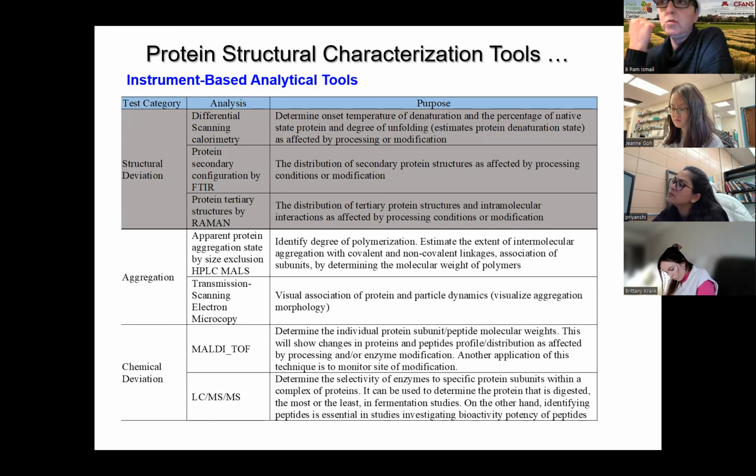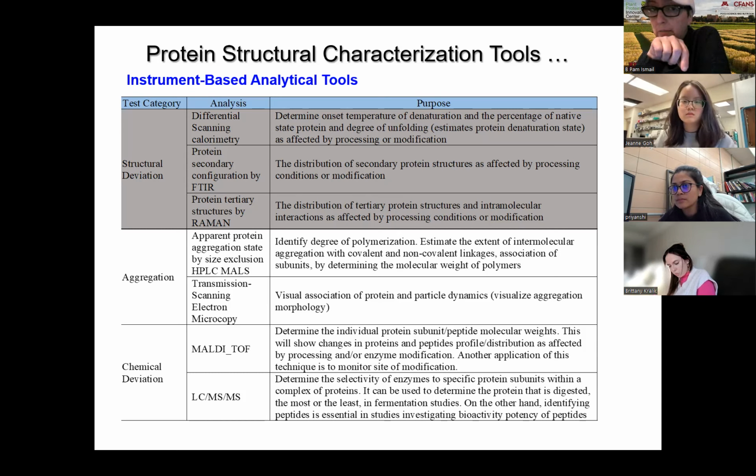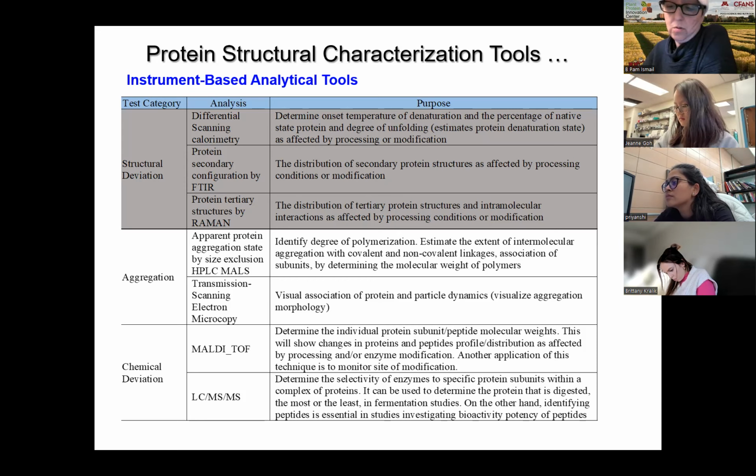Sometimes if I want to make a gel, I really need to induce denaturation to form a thermally induced gel. So sometimes denaturation is needed, sometimes we want to avoid it to avoid polymerization and aggregation. So DSC tells us the denaturation temperature of a particular protein. It also tells us the degree of denaturation, if we measure the enthalpy, which is the area under the curve of an endothermic peak.